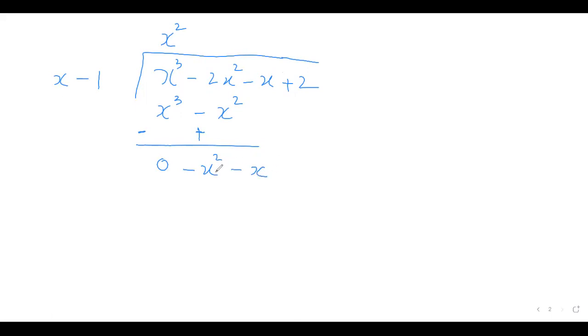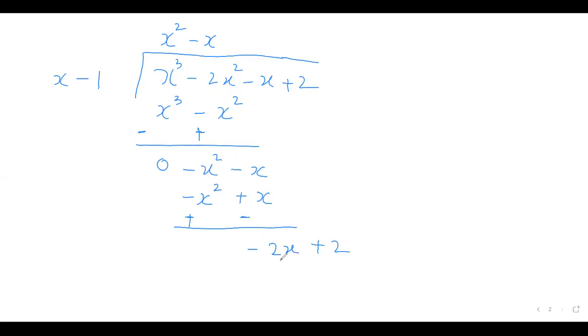So now what should I multiply with x so that I get minus x square? So I should multiply x with minus x. So x into minus x is minus x square, plus minus 1 into minus x is plus x. So now subtract it. So minus x square plus x square will be 0. Minus x minus x will be minus 2x. So I will be writing the last term, that is 2.